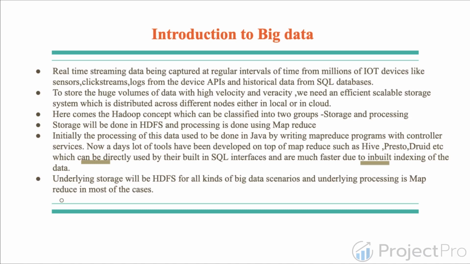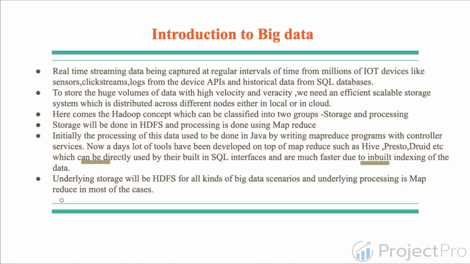To store these huge volumes of data with high velocity and veracity, we need an efficient, scalable storage system which is distributed across all nodes, either local or in cloud. That distributed system is Hadoop. The concept of Hadoop can be classified into two groups: one is storage and another is processing. Storage is HDFS, Hadoop Distributed File System, and processing is done using MapReduce.